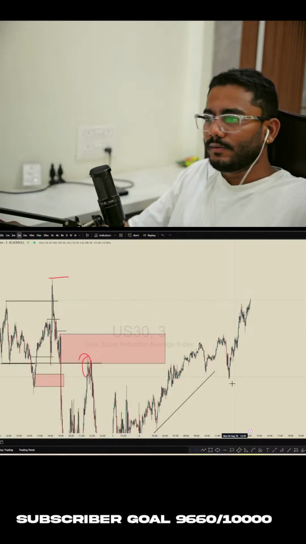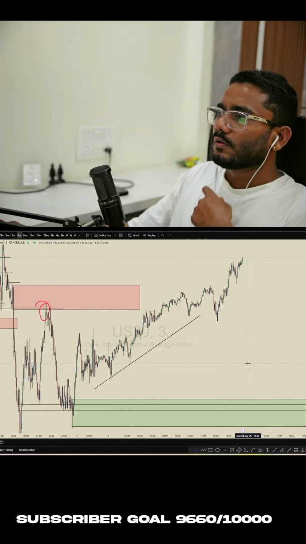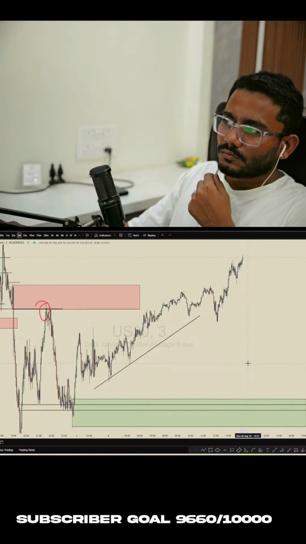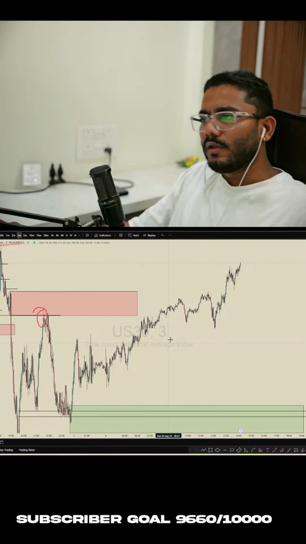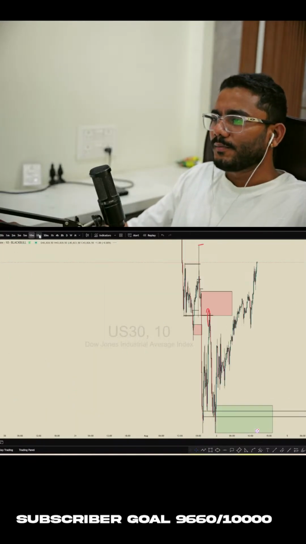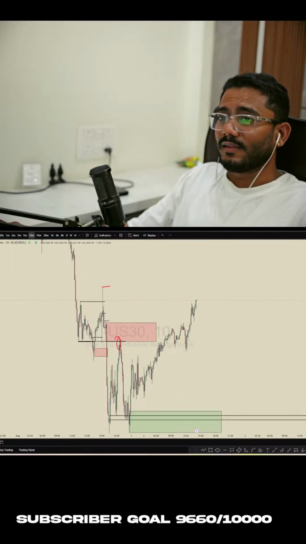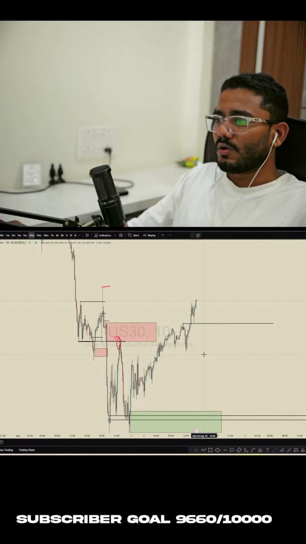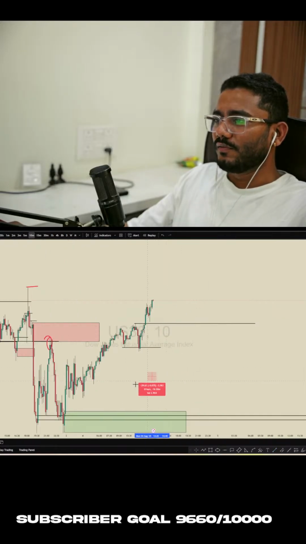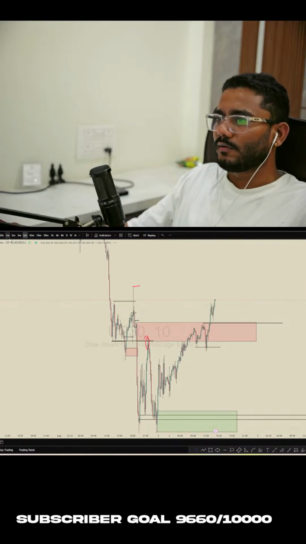On US 30, there's a new area where we can look for a buy side entry. One is our original order block, and the second one is this one. This is the area where price took out the liquidity, and we have this breaker block area to the left side, creating an important level.